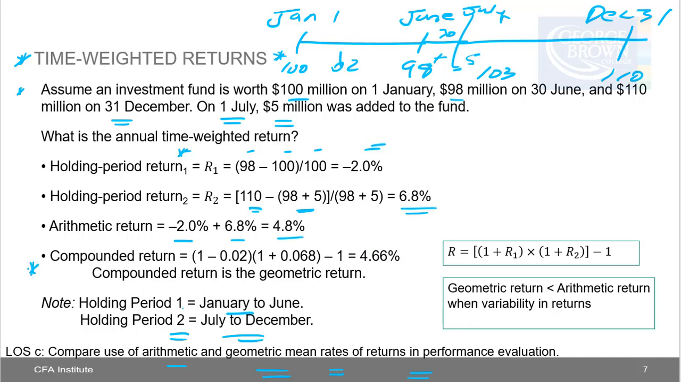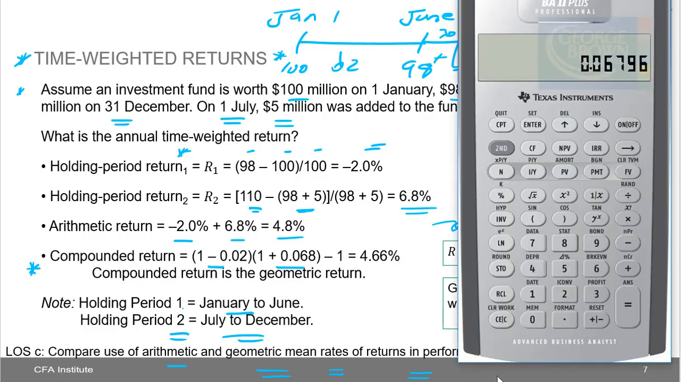However, to calculate the time-weighted returns, we use the geometric mean rates of returns. And here I have the formula, which we see in the chapter on quants. The geometric return is 1 plus return 1 times 1 plus return 2 minus 1. So you can see here the compounded return, 1 plus, but it was negative 2. So 1 minus 0.02 times 1 plus return 2, 0.068 minus 1 equals 4.66.